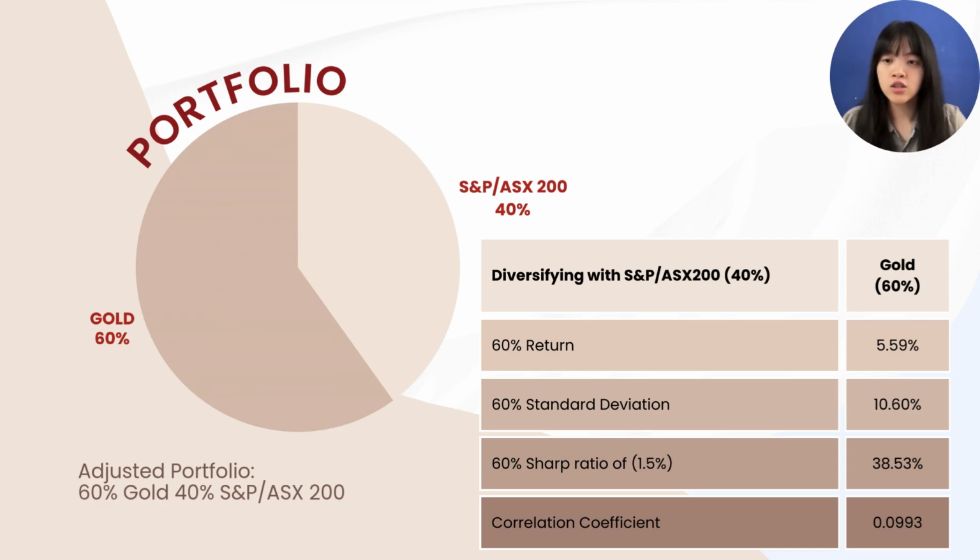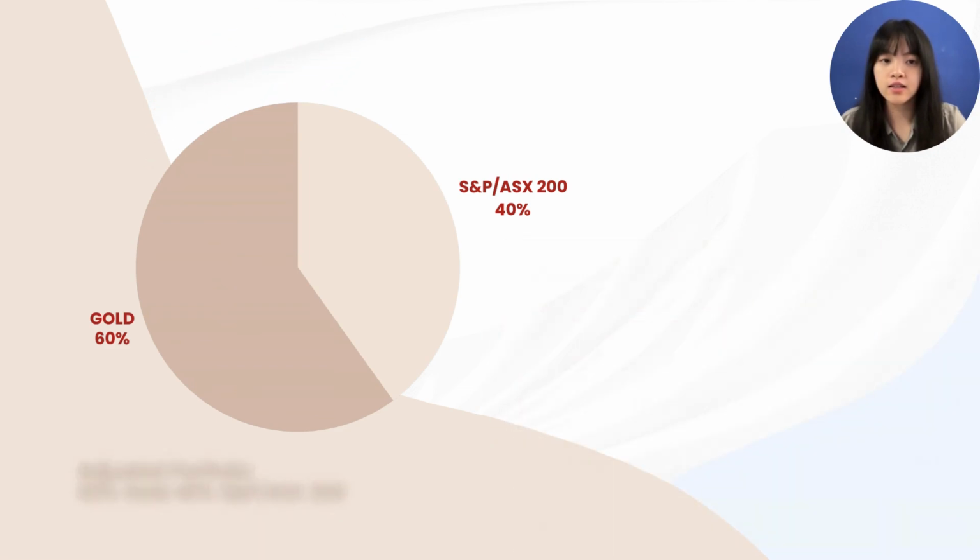The standard deviation of 10.60% indicates stability with minimal fluctuation. The Sharpe ratio of 0.3853 highlights its efficiency in turning risk into reward, and a low correlation coefficient of 0.0993 between gold and the ASX 200 enhances diversification, reducing overall risk. This balanced strategy aligns with my goal of sustainable growth and strong defense during market volatility.